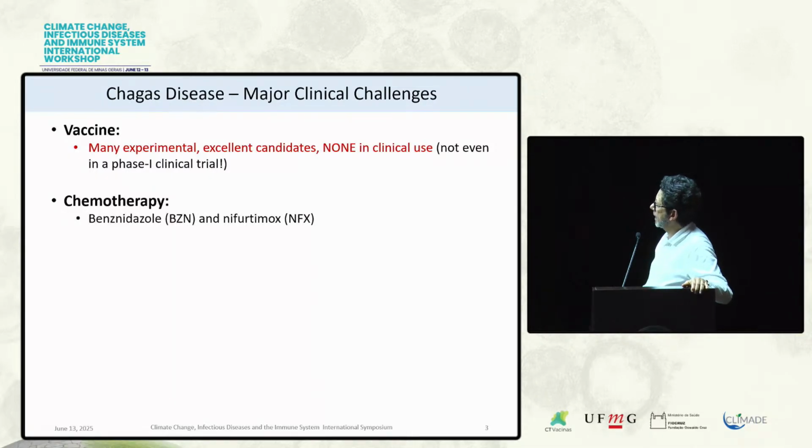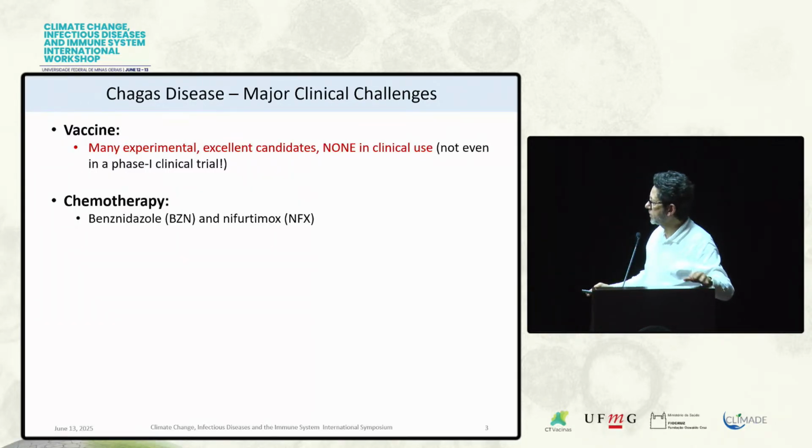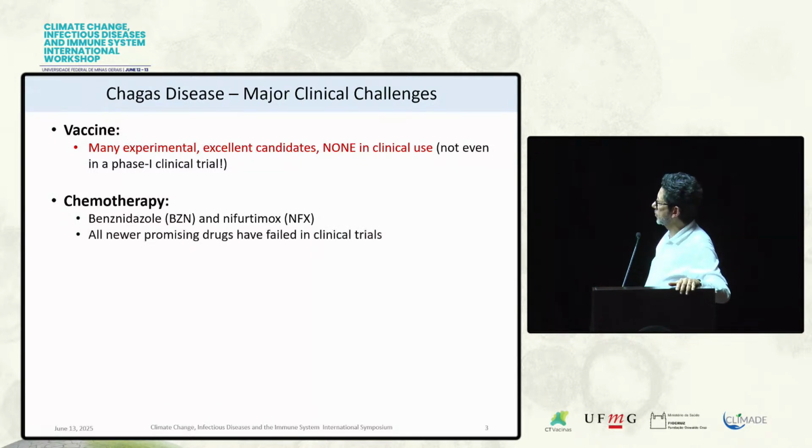In the case of chemotherapy, like Rafaela said, we still have only 2 drugs, benznidazole and nifurtimox. These drugs were developed during the 60s and 70s, and since then there's not been a single new drug. Many very promising drugs have been tested. They are not very effective. So we still have these 2 drugs and have to deal with that for a while. All newer promising drugs have failed in clinical trials.